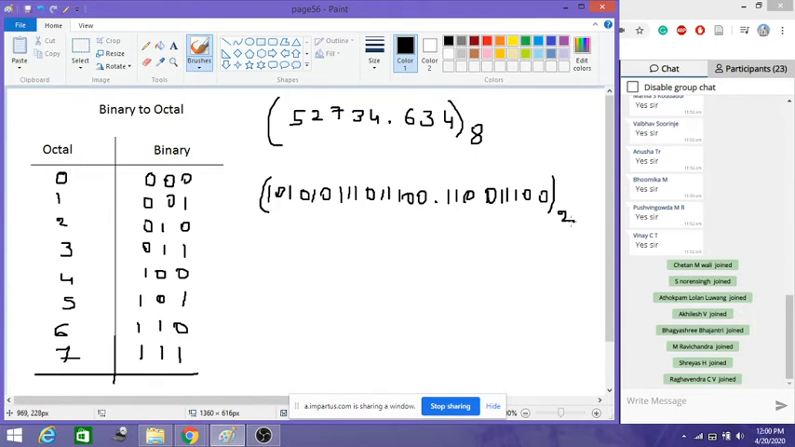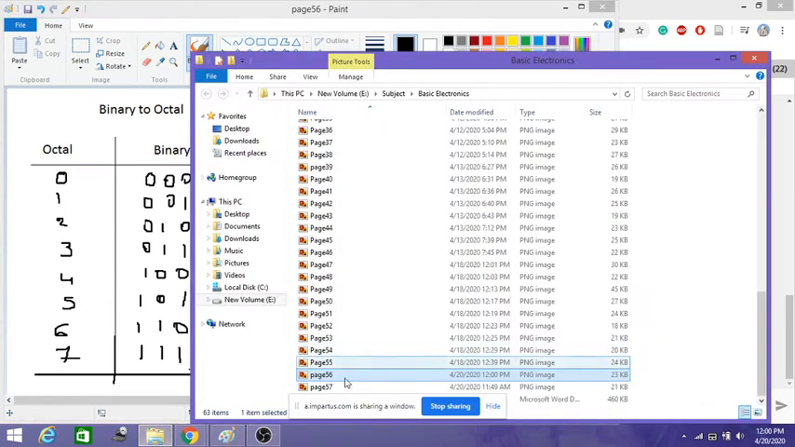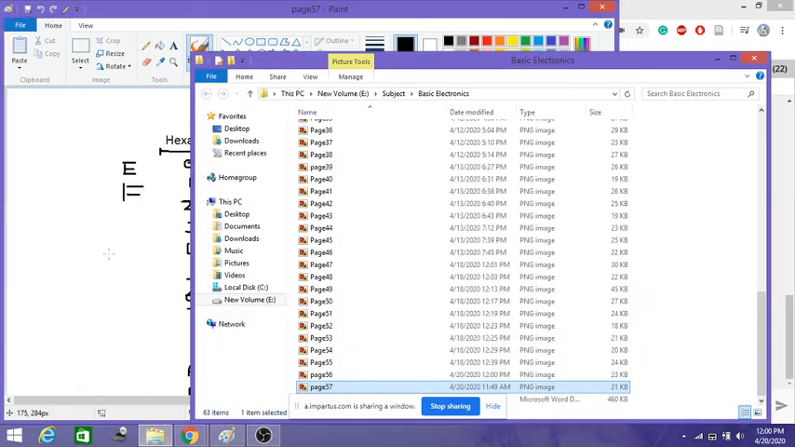Like this you can work out any example. Just take a random number and you can find it. Now let us switch to the conversion of binary to hexadecimal.